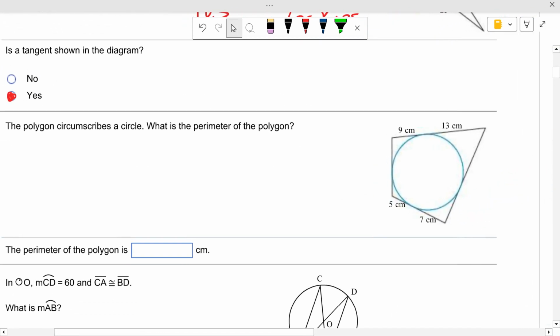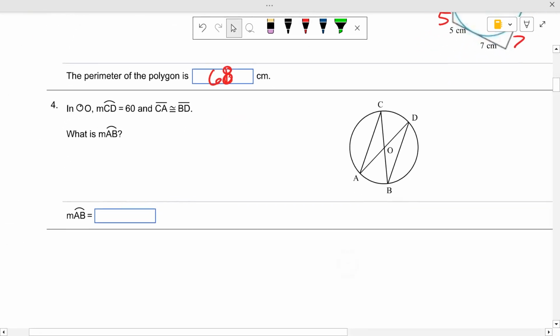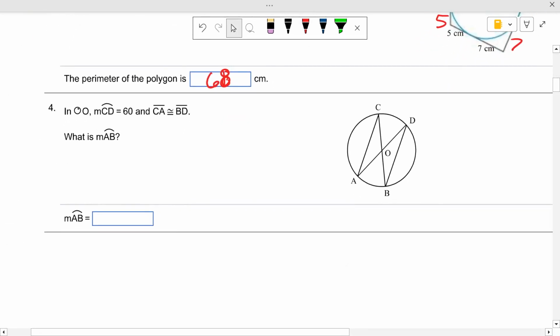What's the perimeter of this polygon? If this is 9, and this is 5, and this is 7, and this is 13. 61? 68? Everyone agrees with 68 then? All right. Sounds good to me. Number 4, what is AB? Well, if you know CD is 60, that makes this 60, this 60, so AB would be 60.